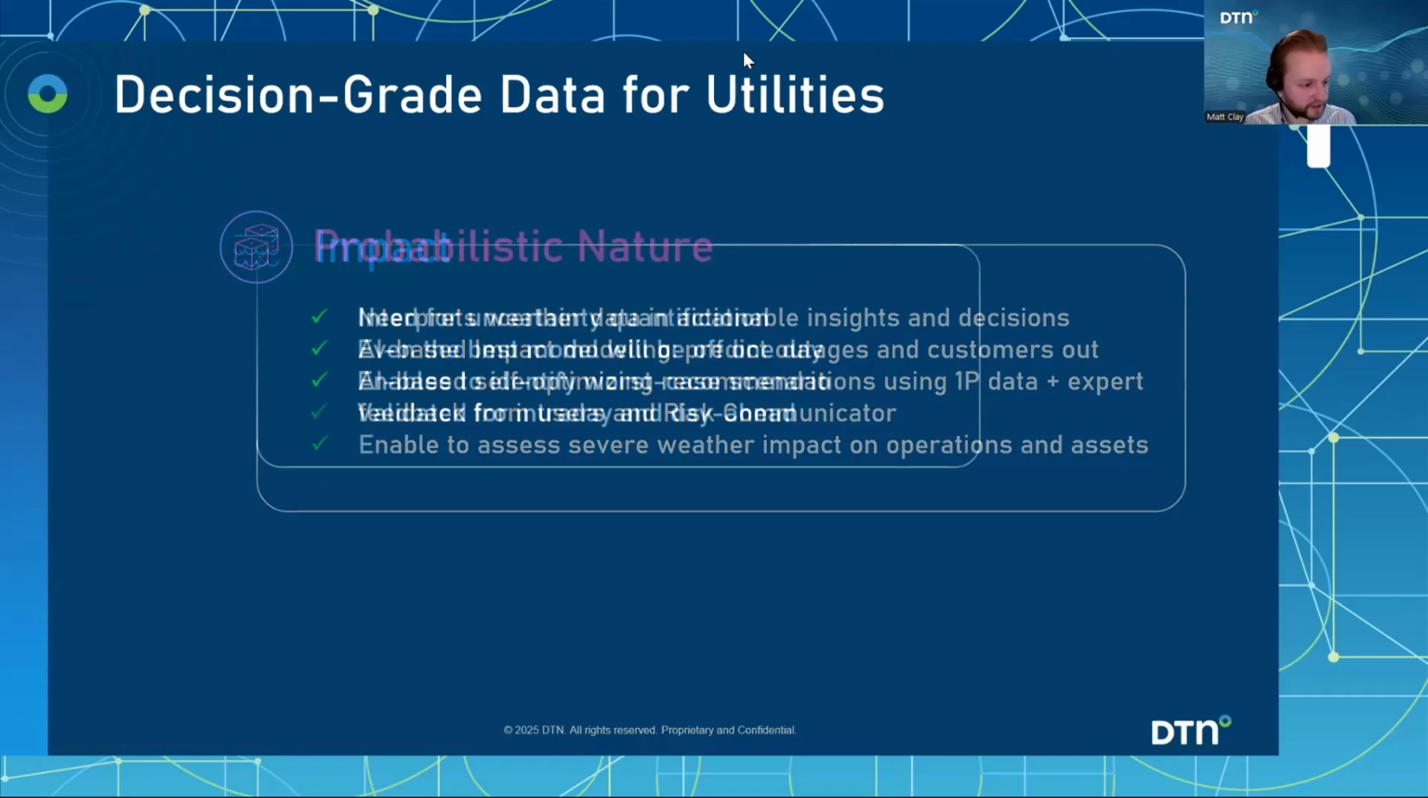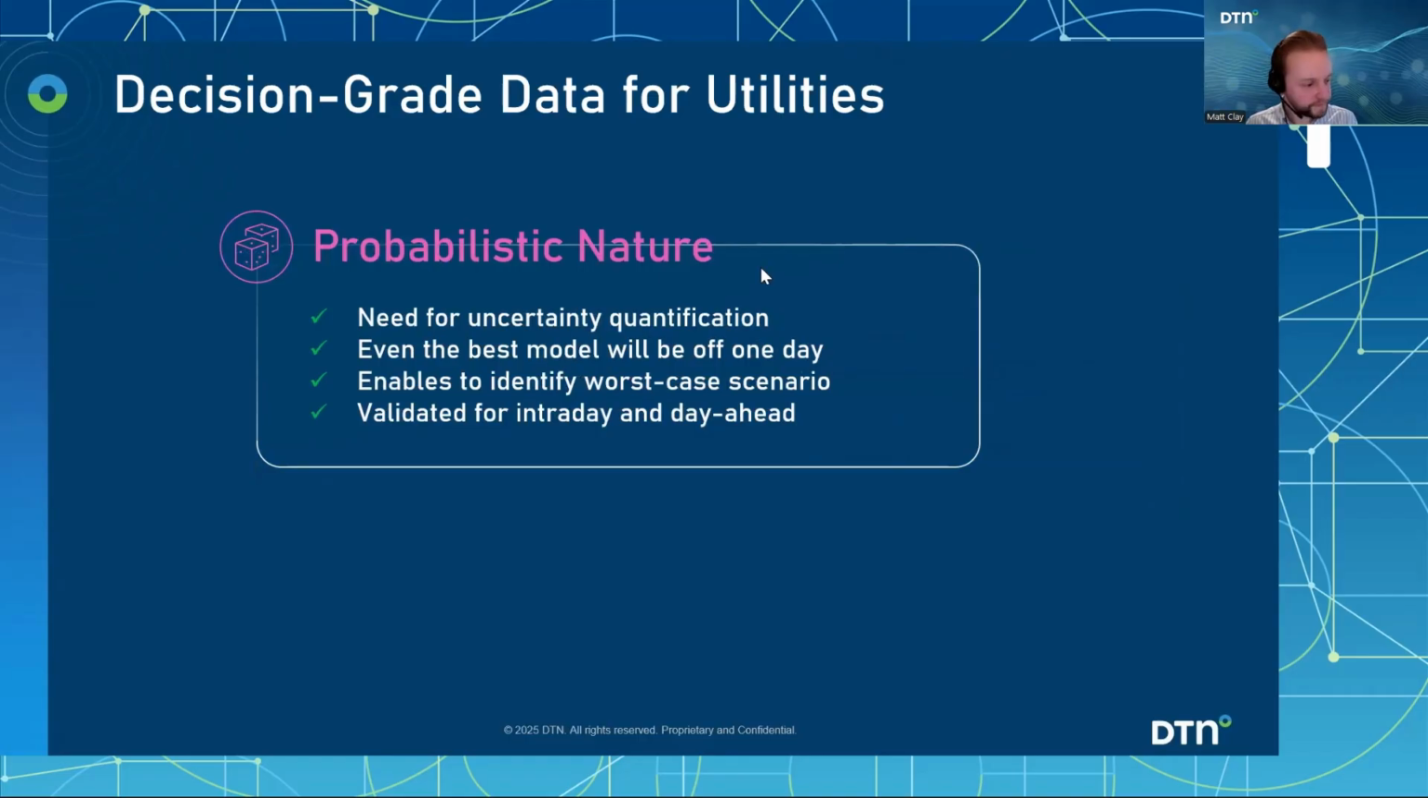If we just skip to the next slide. So we touched on this earlier. We all know that weather data, by definition, has a probabilistic nature. So how does this support decision grade data?